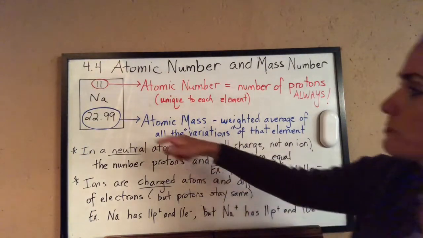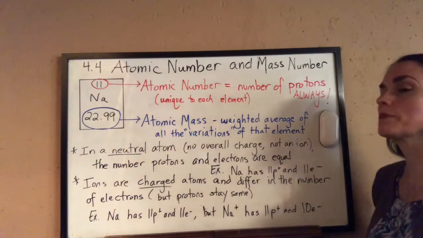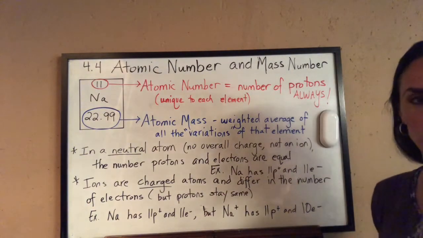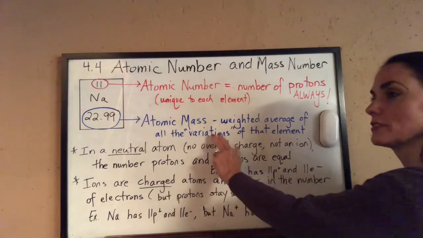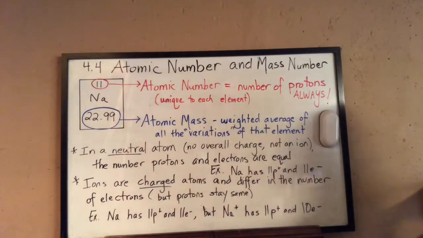The number that is below the symbol is the atomic mass. And the atomic mass is the weighted average of all the variations of that element. We're going to learn shortly the word that is the proper word to use instead of variations.